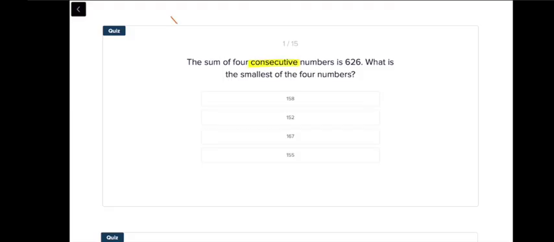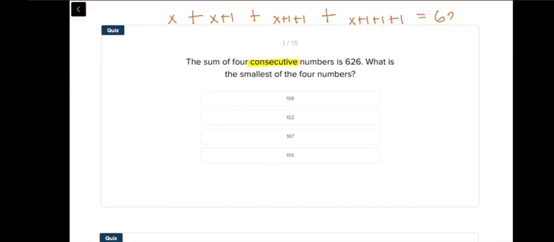So if we pretend for a second that the first number is x, the next consecutive number would be whatever x is plus 1. And the next number would be whatever that was, x plus 1, plus another 1. And the next number would be whatever that previous number was, plus 1. So we have the sum of the four consecutive numbers, so we're going to add all of these together, and they have to equal 626.